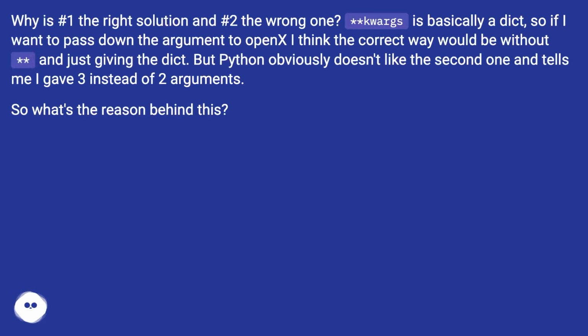Kwargs is basically a dict, so if I want to pass down the argument to open, I think the correct way would be without ** and just giving the dict. But Python obviously doesn't like the second one and tells me I gave 3 instead of 2 arguments. So what's the reason behind this?